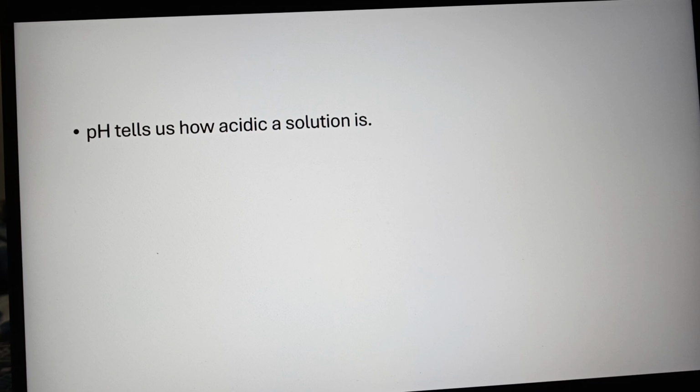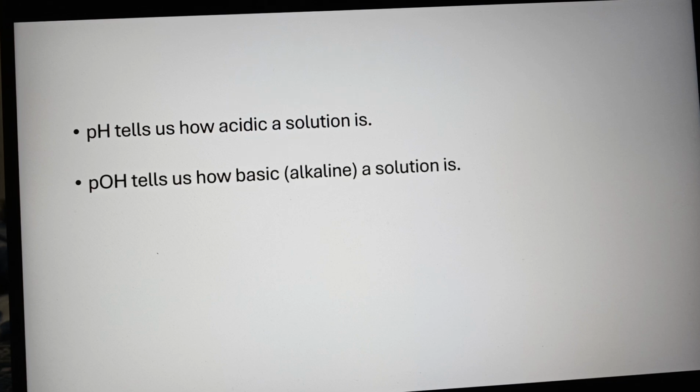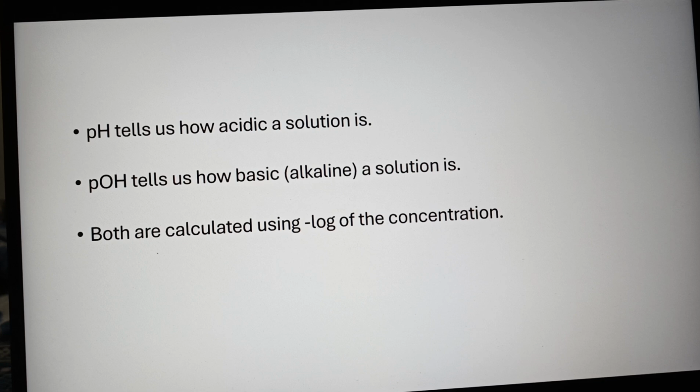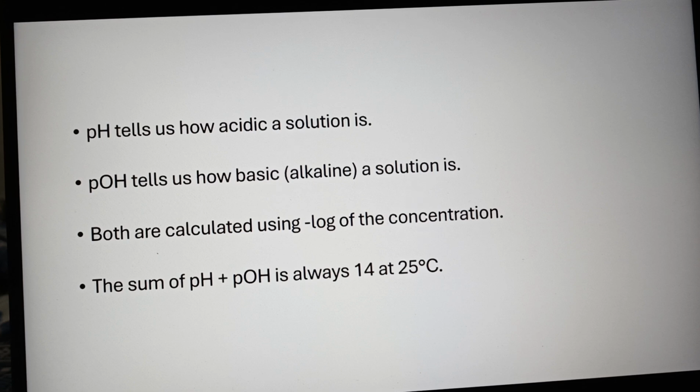Now we quickly summarize the overall lecture. pH tells us how acidic a solution is. pOH tells us how basic a solution is. Both are calculated using the negative log of the concentration. The sum of pH and pOH is always 14 at 25 degrees centigrade. The pH scale ranges from 0 to 14 but can go beyond this in special cases.